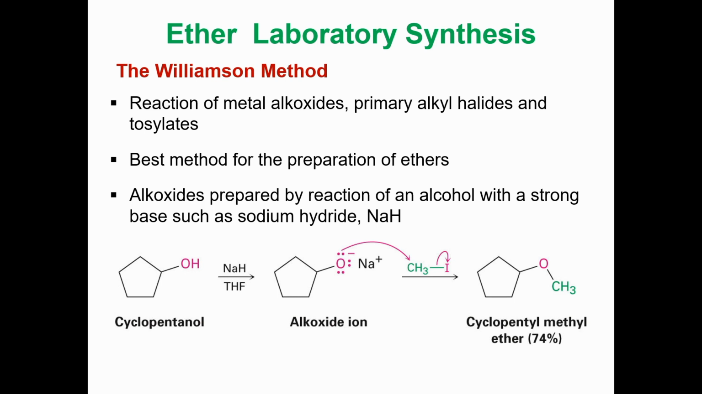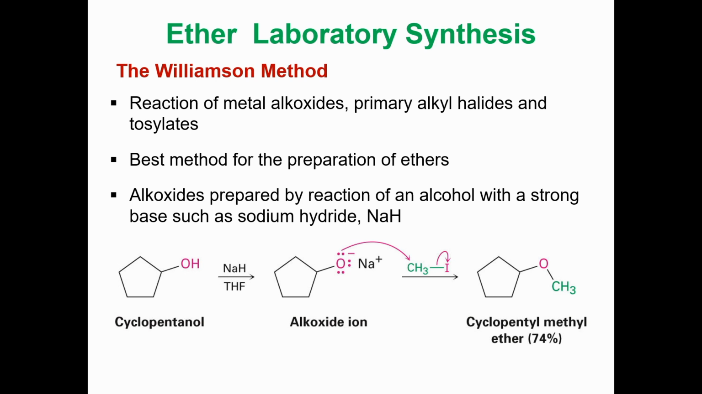The method employed in synthesis of ether in the lab is the Williamson method of ether preparation. This involves reaction of metal alkoxide with primary alkyl halides and tosylates. This is the best method for synthesis of ether. Alkoxides are prepared by reaction of an alcohol with a strong base such as sodium hydride.